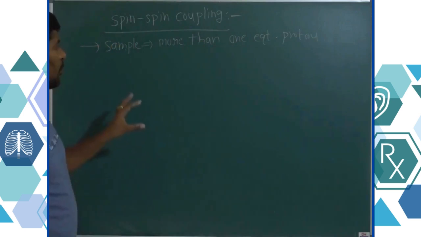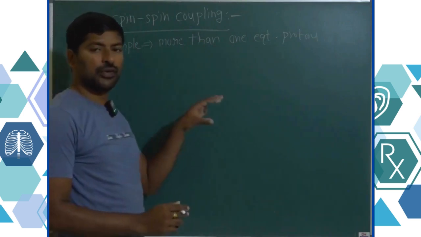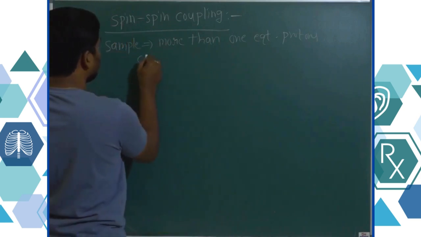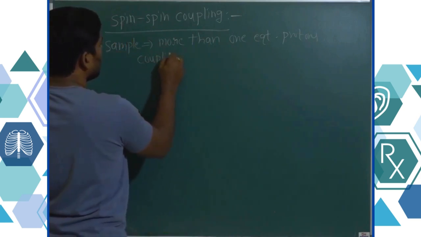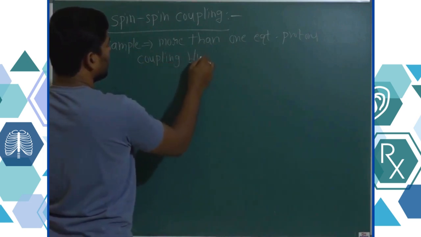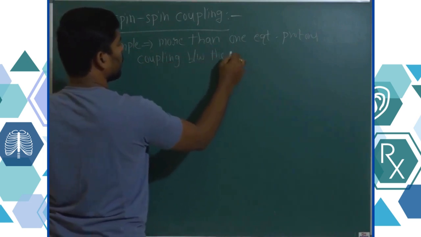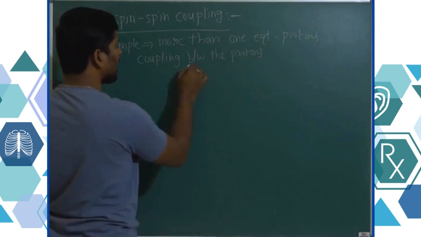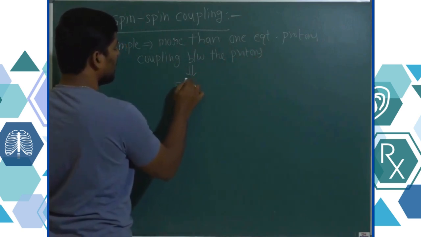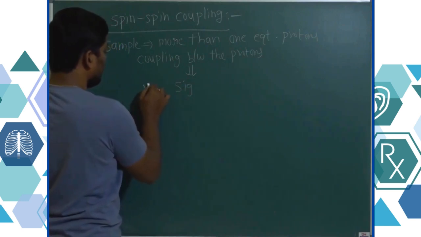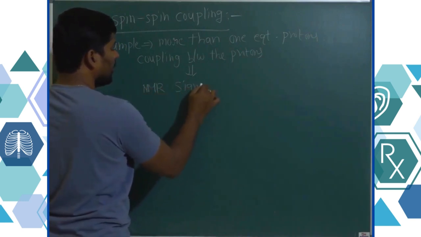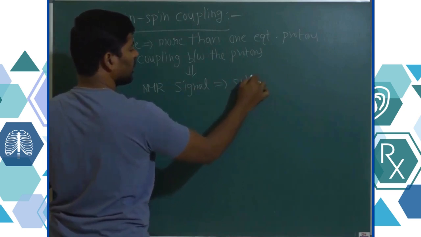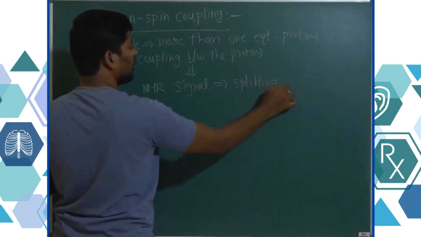Whenever we have more than one set of non-equivalent protons, coupling between the protons may take place. Interaction between the protons may occur. Because of that interaction, the NMR signal may split into many lines, and splitting of the NMR signal is observed. That is called spin-spin coupling.